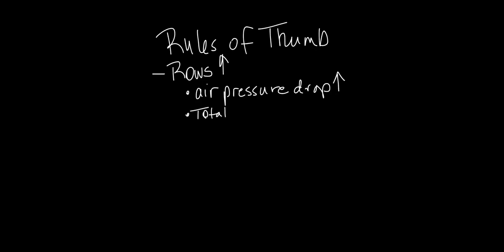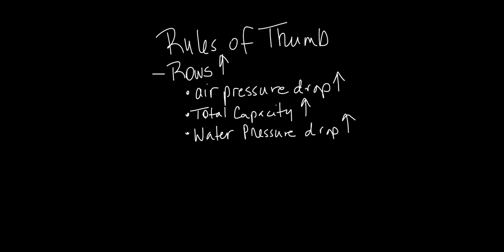In addition, the total capacity of the water coil, whether it be a heating or a cooling coil, will increase. More rows means more water being exposed in the hairpins to the air stream. Also, lastly, as the number of rows increases, generally the water pressure drop through the coil will increase. More rows in the coil means a longer path that the water has to travel through. This can be mitigated by increasing the number of circuits, and we'll discuss that next.